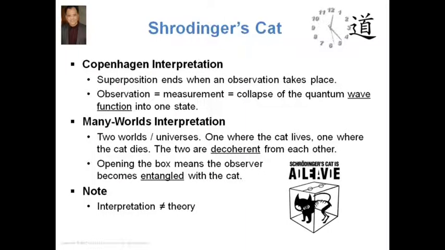And then back to the Copenhagen interpretation, no, there's no multiple universes, there's just the one universe. So the interpretation is not the theory, it's a way to help you see what the theory is saying.